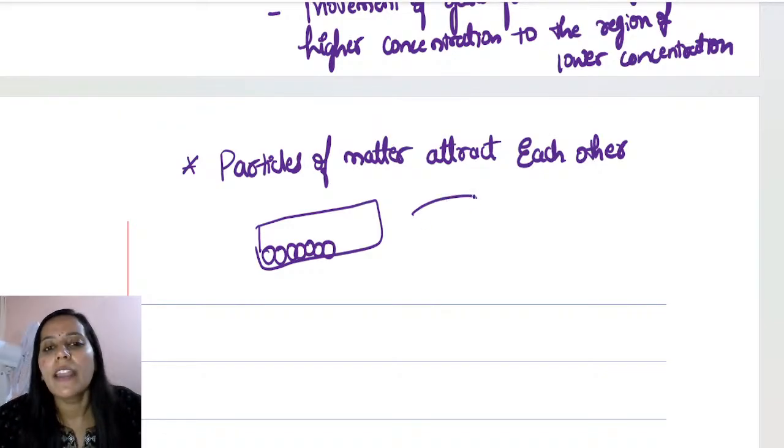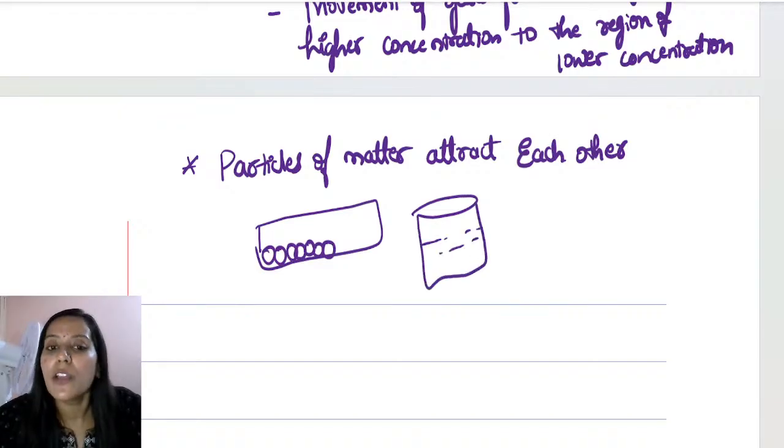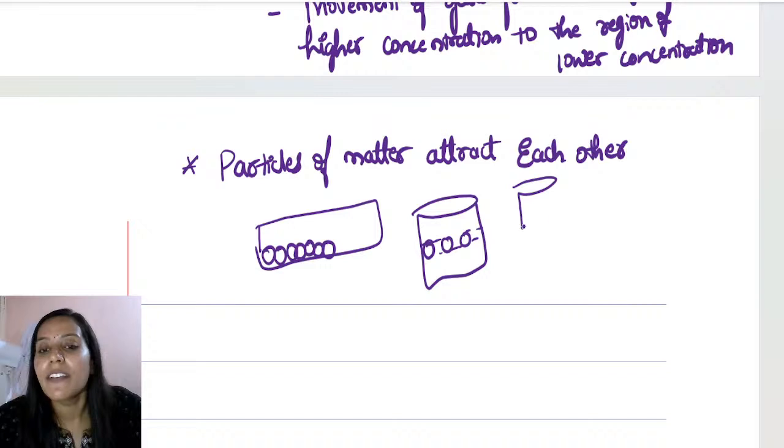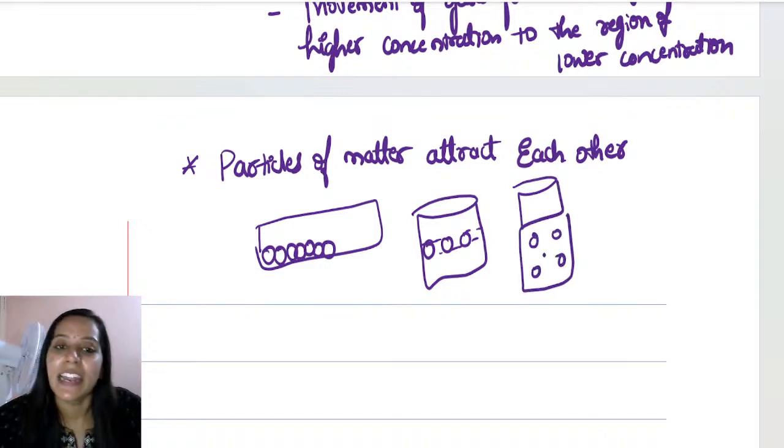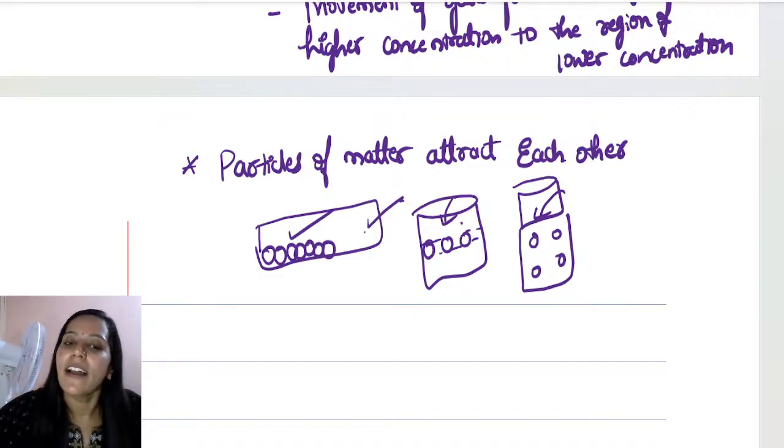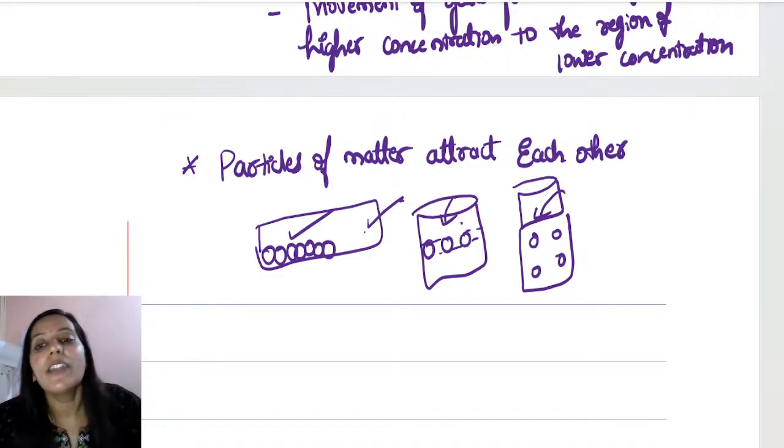But when I talk about a beaker containing water, the molecules or particles of water are loosely attracted. But when I talk about a cylinder filled with gas, the particles are very, very freely arranged, so the attraction is very less. You can observe that in solids the particle attraction is greater compared to liquids. In liquids it is less compared to solids, but in gases the attraction is least compared to solids as well as liquids.